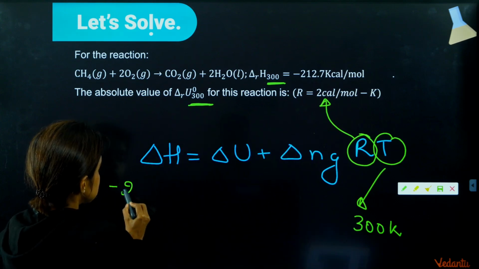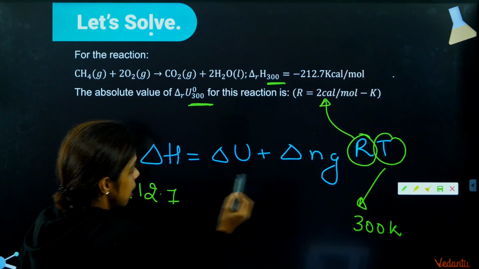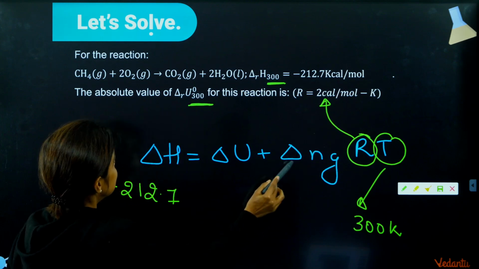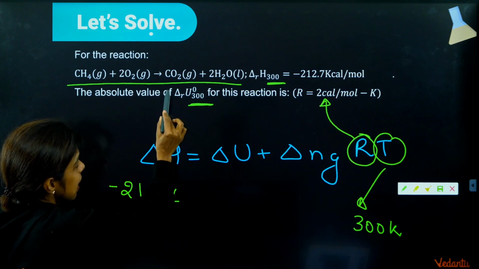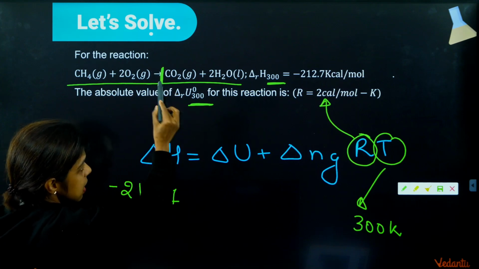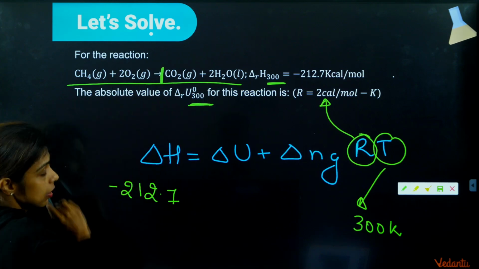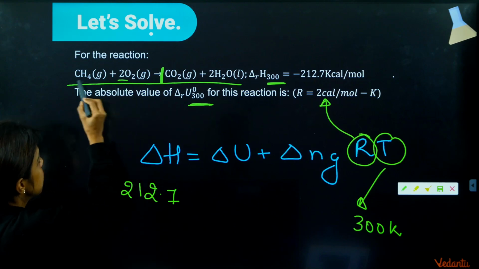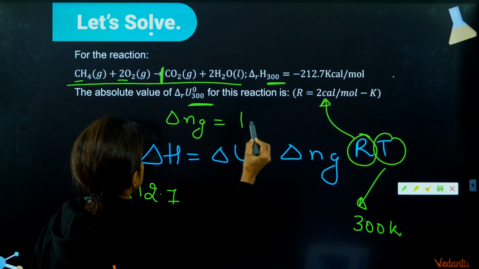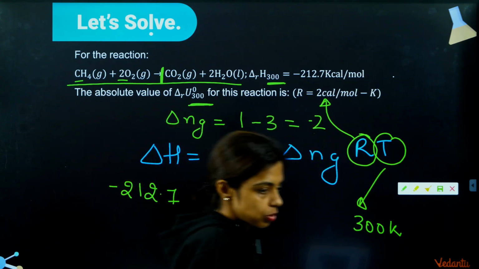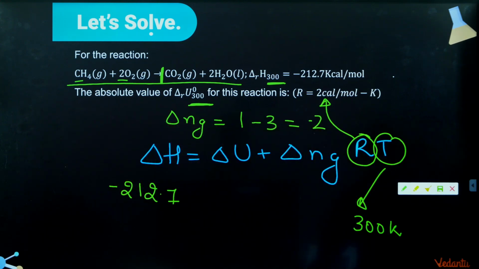And delta H is given to you. That is minus 212.7. R should be used in calorie. Temperature is given. Delta Ng, change in gaseous moles. So you can have a look at the reaction. So on product side, I have 1 gas mole. And on reactant side, I have 3 gas moles, 2 plus 1. So change, delta Ng is 1 minus 3, that is minus 2. The change in number of gaseous moles is minus 2 in this reaction, guys. You can have a look. Right? Yes, just put the value in this equation.